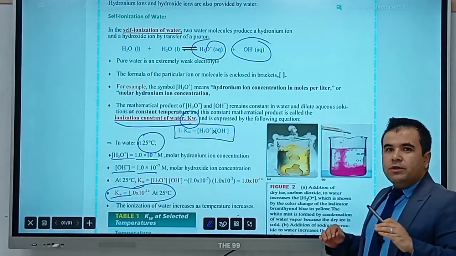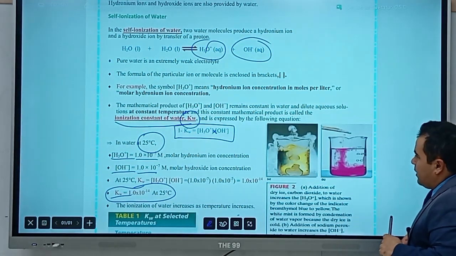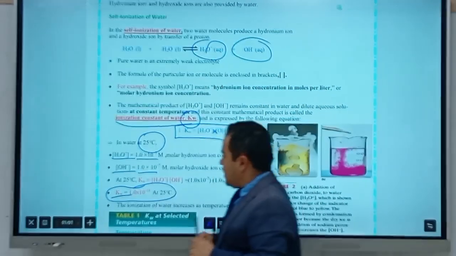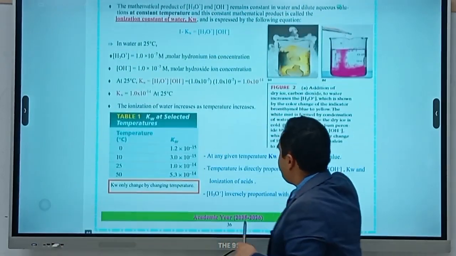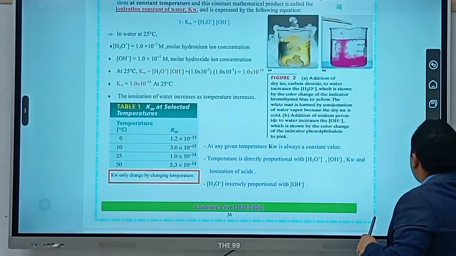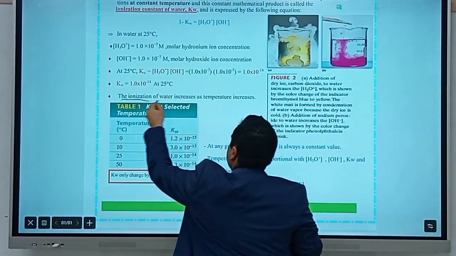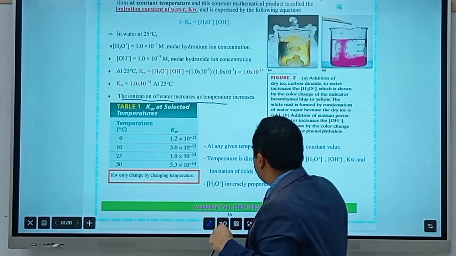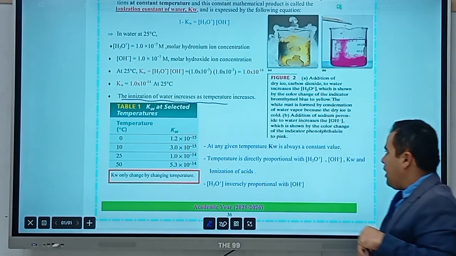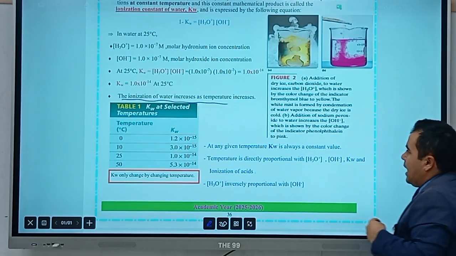At any other temperature, we are not required to memorize the values of hydronium, hydroxide and the Kw as well. Guys, the ionization of water increases as temperature increases. We have got 4 relations. I would like to tell you those relations, guys.